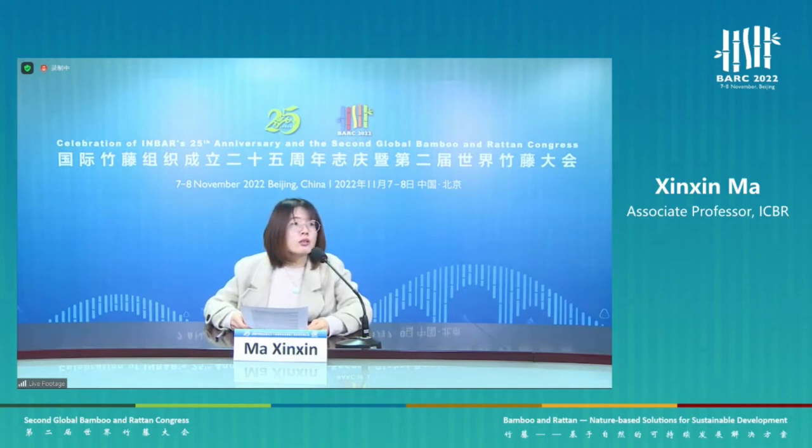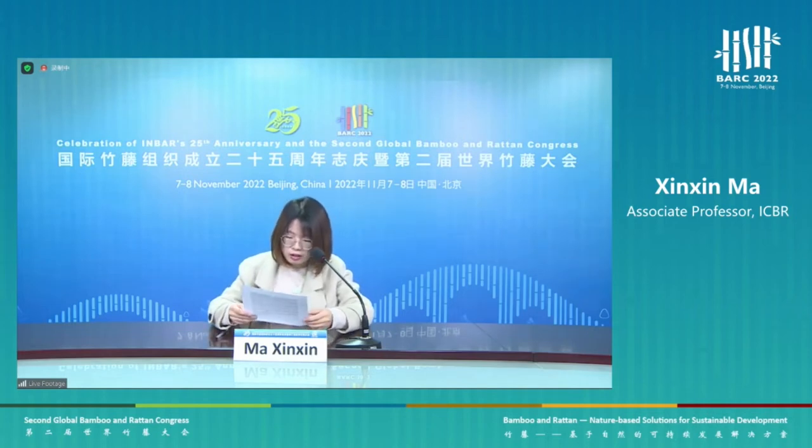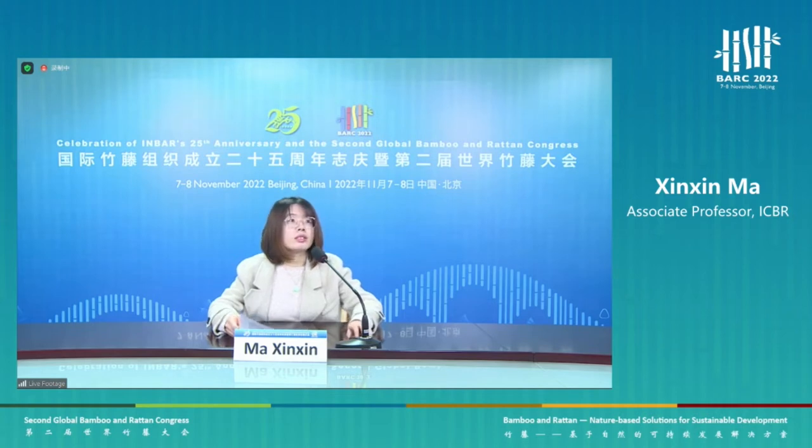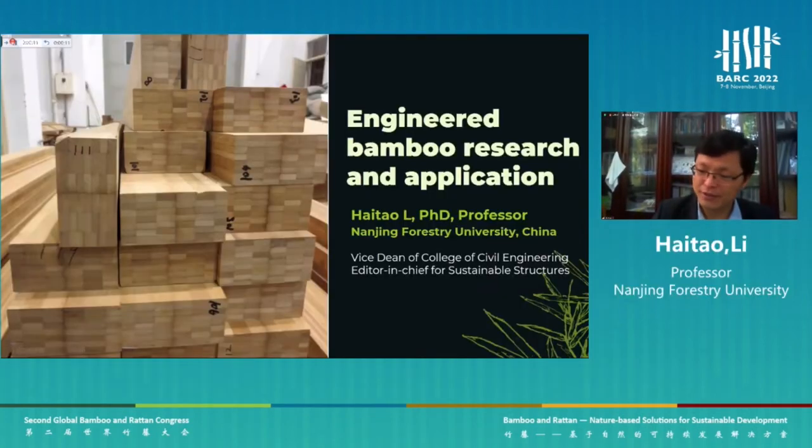So we'd like to invite Professor Li Haitao from the Nanjing Forestry University to give a speech. Mr. Li is from the Civil Engineering Department and the Vice Dean of this department. He has been working in the basic and application research of engineering bamboo. He will talk about engineered bamboo research and application. Let's welcome.